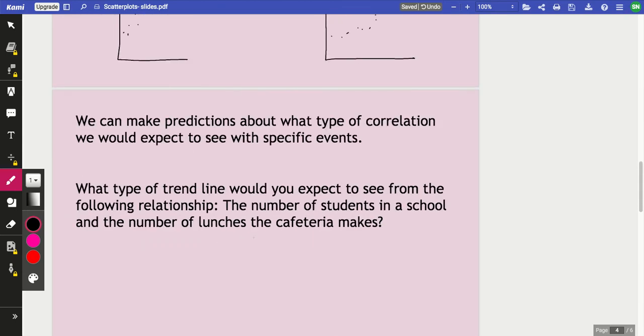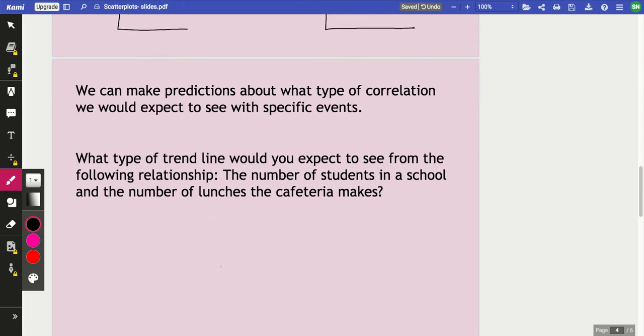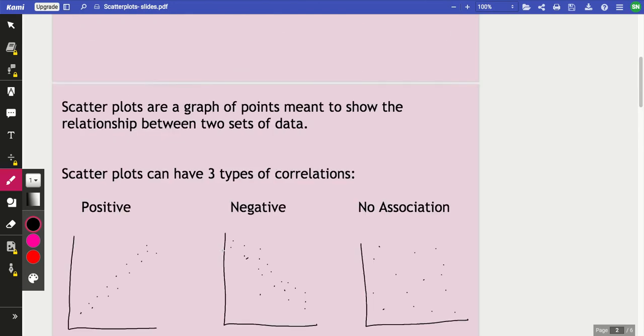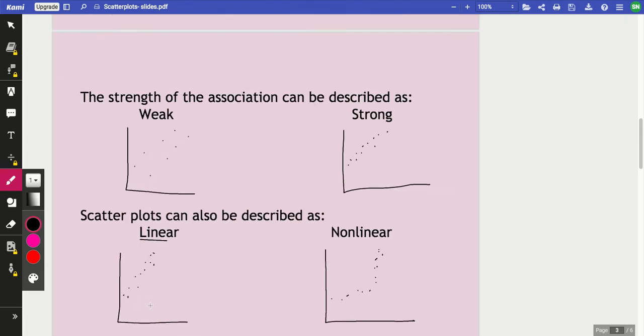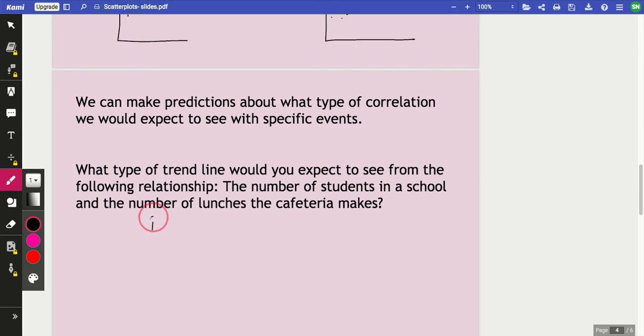And then we can also make predictions about what type of correlations we would expect to see with specific events. What type of trend line would you expect to see from the following relationship? The number of students in a school and the number of lunches the cafeteria makes. I would expect that the more students in a school, would the number go up or down for lunches? Well, it would go up, right? The more students in a school, the more lunches the cafeteria would need to make. So just like we talked about up here, if one variable goes up and the other goes up, that's going to be a positive association.